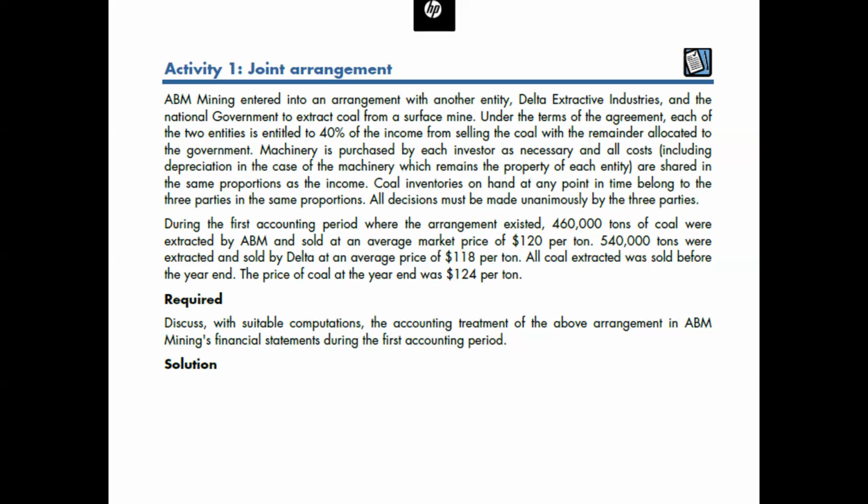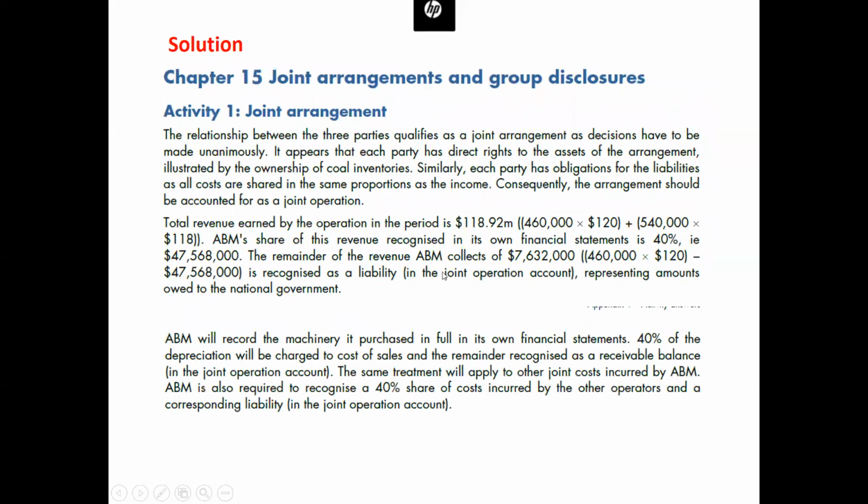Okay. So for this question, they ask us, how will we account for the arrangement during the first accounting period? So now they tell me in the first accounting period, ABM mined 460 tons and they sold it for $120 per ton, and Delta mined 540 tons and they sold it at 118, and all the coal extracted was sold before the year end. The price of coal at year end was 124. And now we need to know how to account for it.